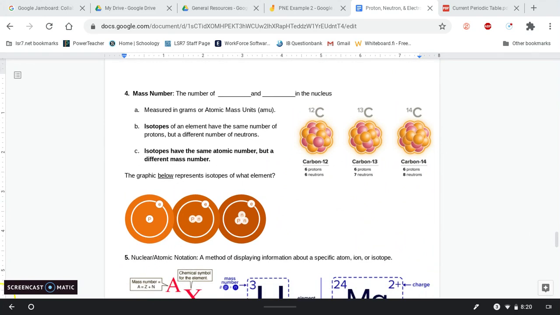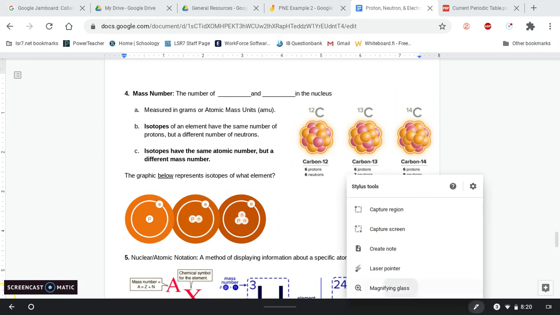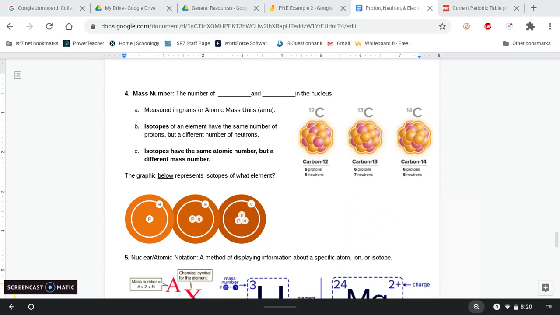So first of all, we're going to talk about mass number. So mass number is how much the atom is going to weigh. So the two pieces of information that we're going to count are going to be the protons and the neutrons. Now, if you remember, I said that the electrons have mass, but it was really small. So we're just going to focus on what's in the nucleus, protons and the neutrons.